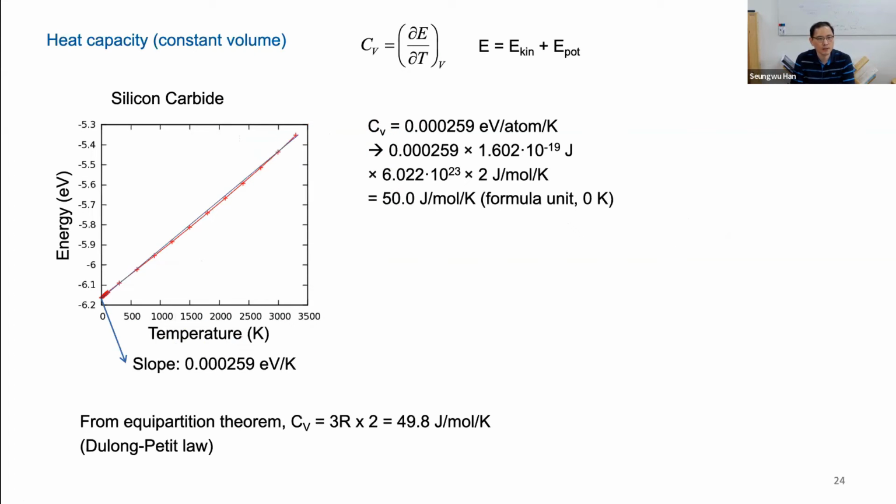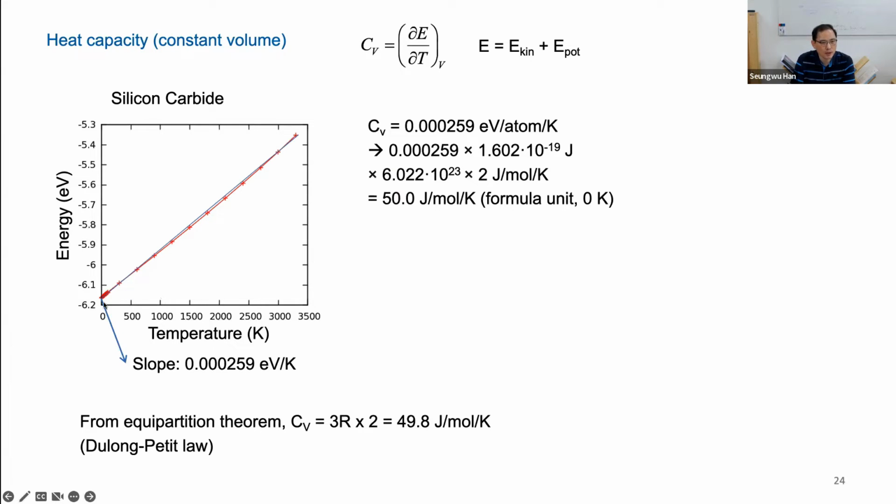Okay. And then we can calculate the heat capacity. Heat capacity, the definition is the temperature derivative of the internal energy. And here, internal energy means kinetic energy plus the potential energy of the whole system. So you can do this. You can calculate this because you know the position and the velocity. You can calculate everything you need to compute that.